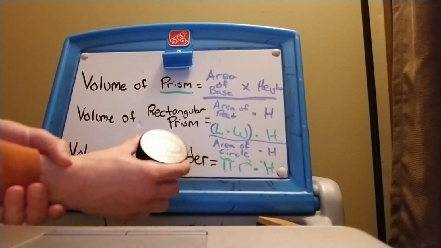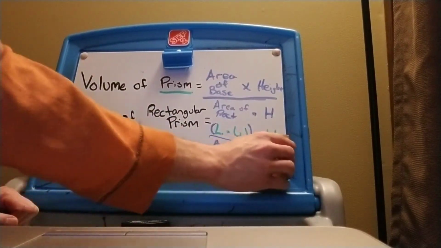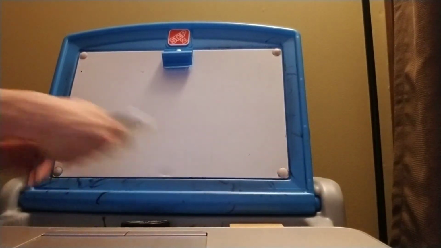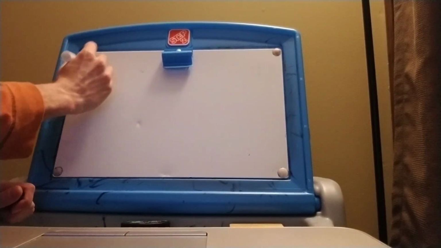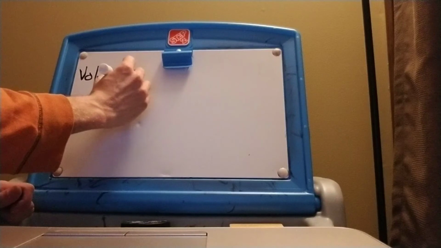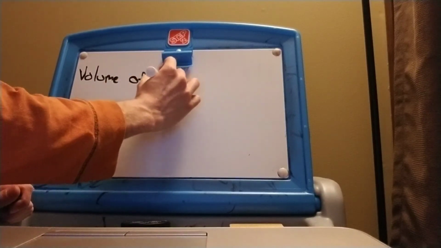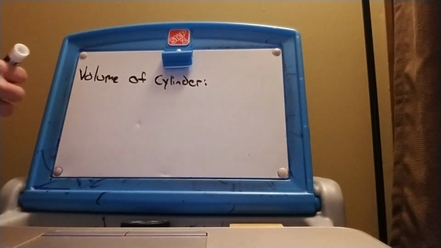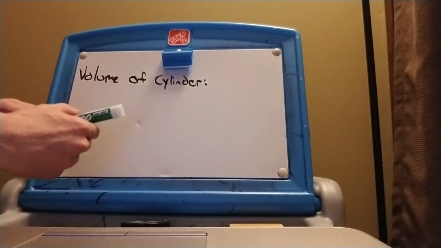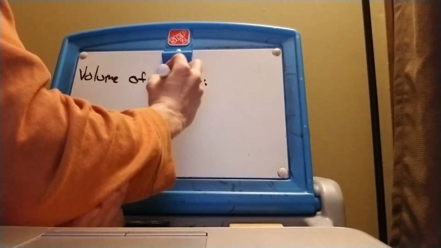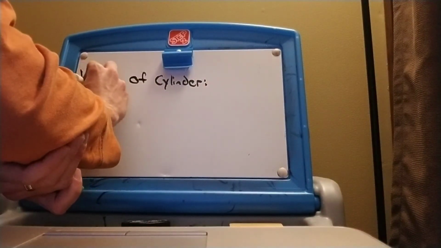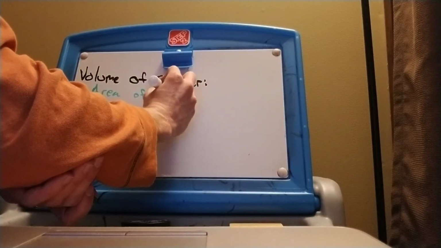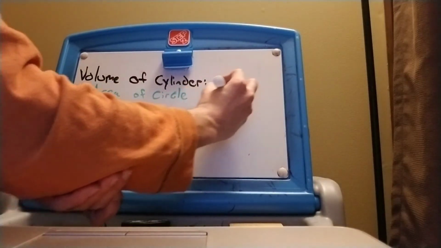So let's do a volume of a cylinder problem together. We're going to find the volume of a cylinder. All right, and again, our formula, volume of a cylinder, it's the area of a circle. Sorry, I should have shut my phone off. Times the height. Okay, it's always going to be area of the base times the height.